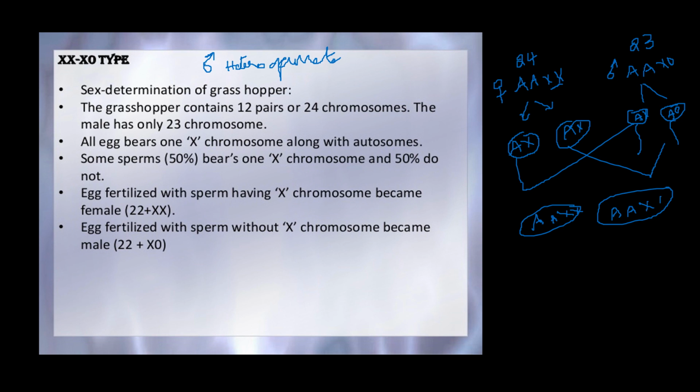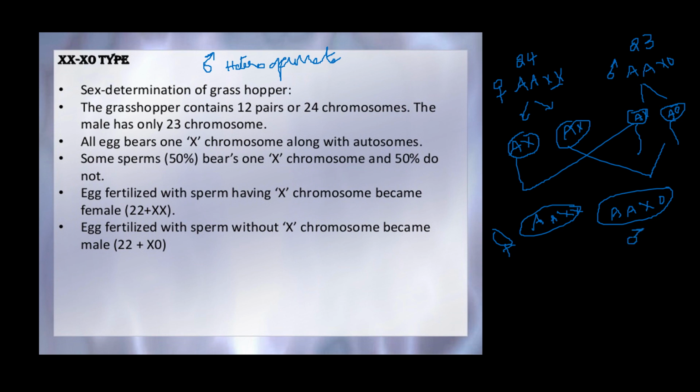So who is deciding the gender of the offspring? It is the male. So this male heterogamety is responsible to determine the sex of the offspring. That's why we are calling it male heterogametic. So here AAXX is the female, AAXO is the male.